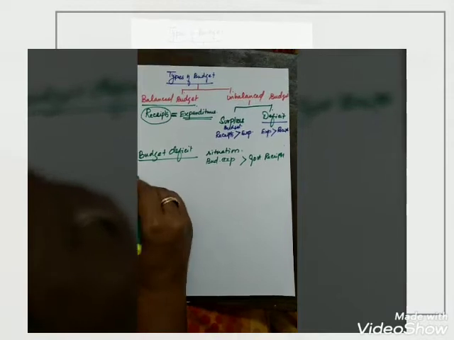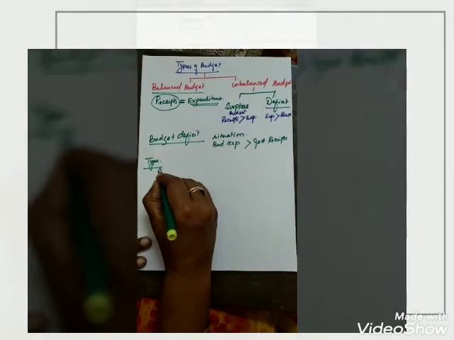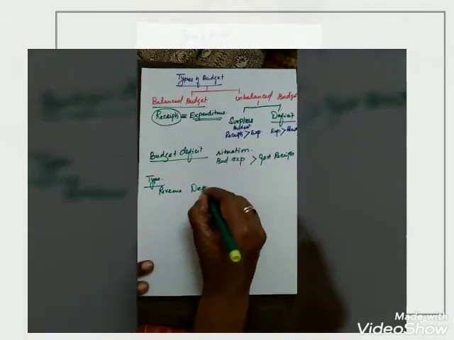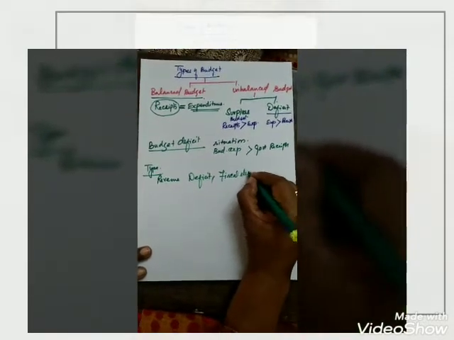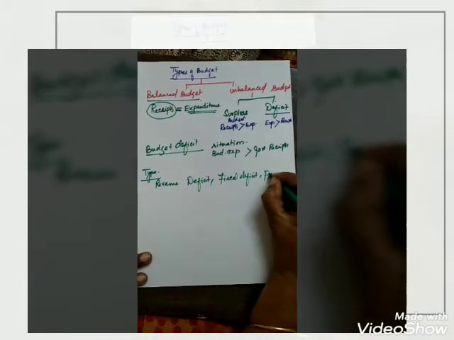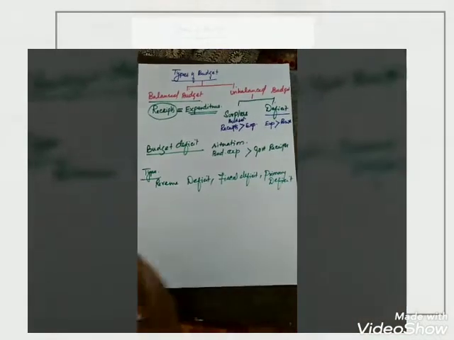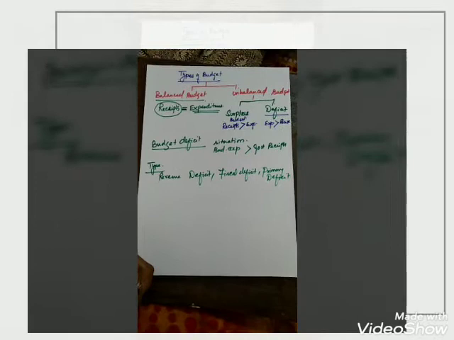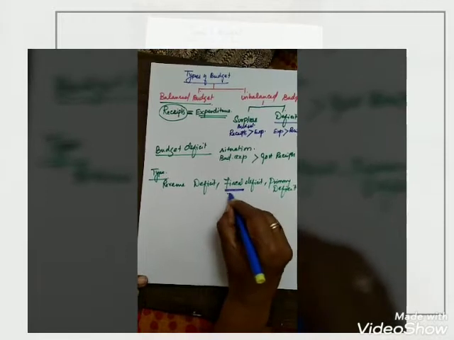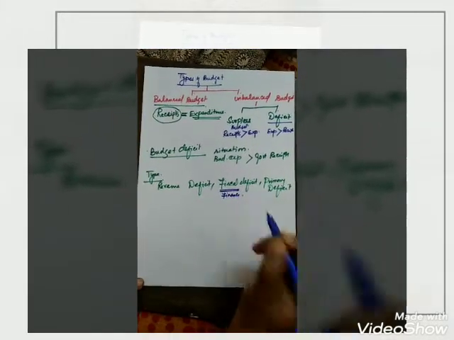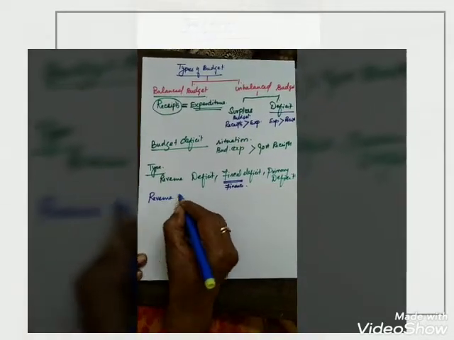Come to the first type. What is the first type? The first one is the revenue deficit. The second one is the fiscal deficit. The third one is the primary deficit. So: revenue deficit, fiscal deficit and primary deficit. Fiscal means the study of finance; fiscal means nothing but finance. First of all, we will see the revenue deficit.